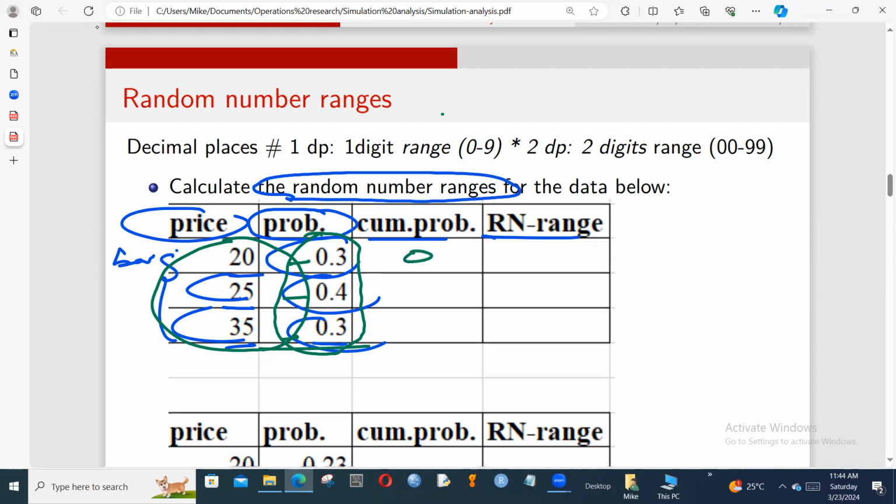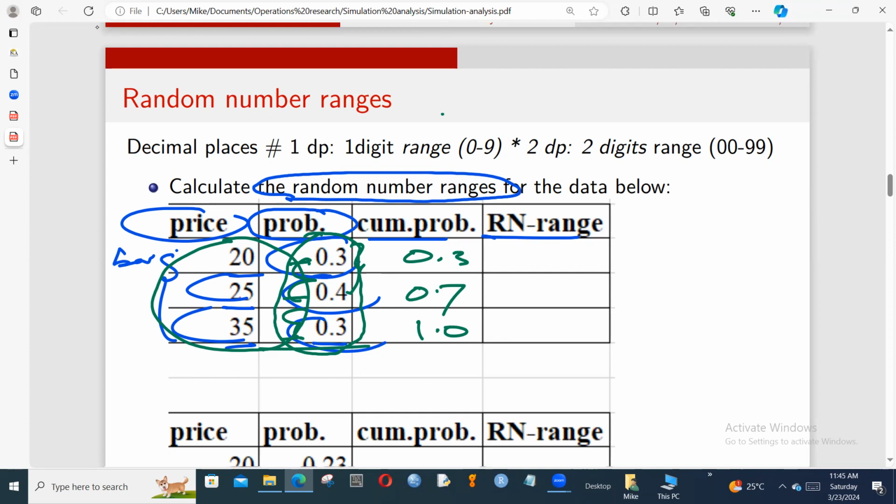The first cumulative probability would just be the same as the probability of the first outcome, and we keep on adding downwards. The next cumulative probability will be 0.3 plus 0.4, which gives us 0.7. The next cumulative probability will be 0.7 plus 0.3, and that gives us 1.0. That's how we calculate the cumulative probabilities.